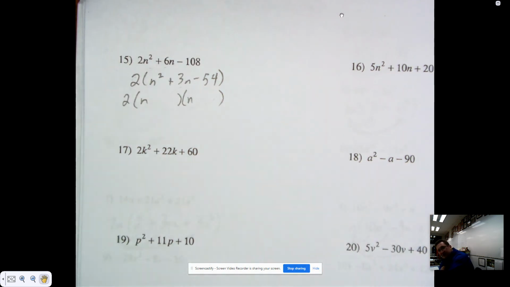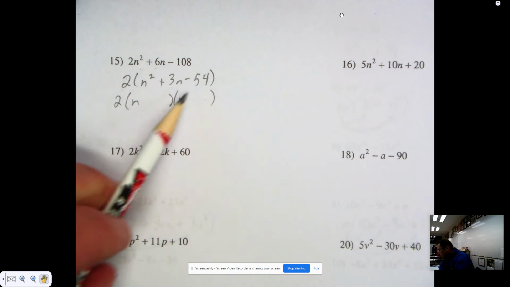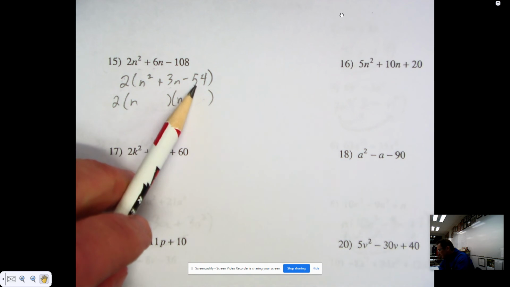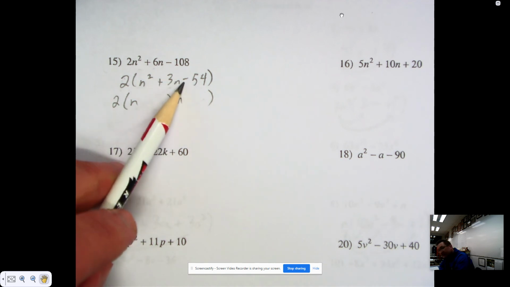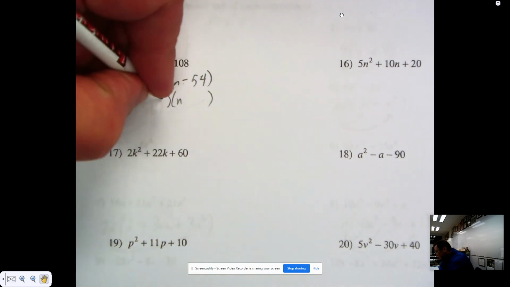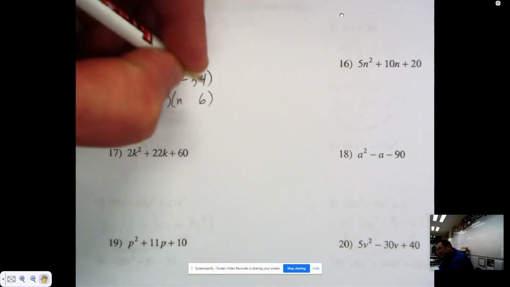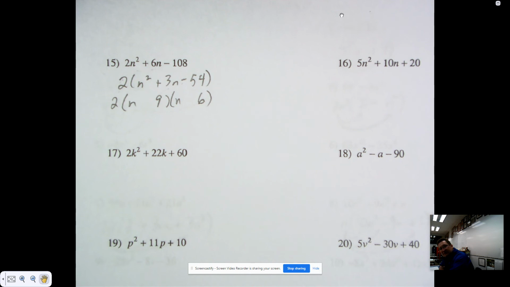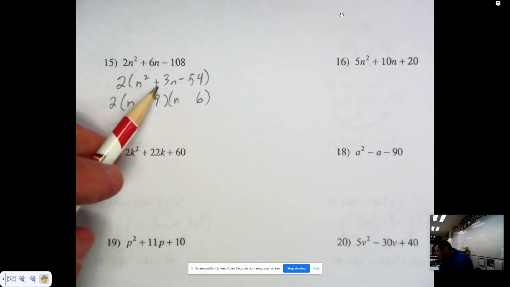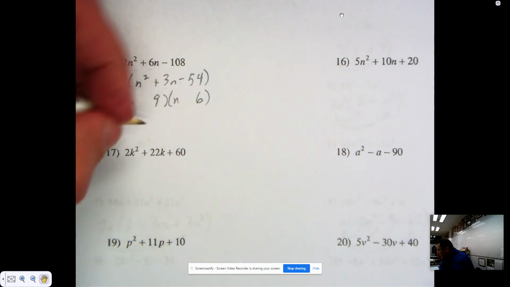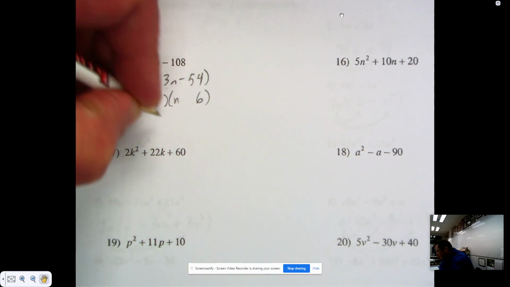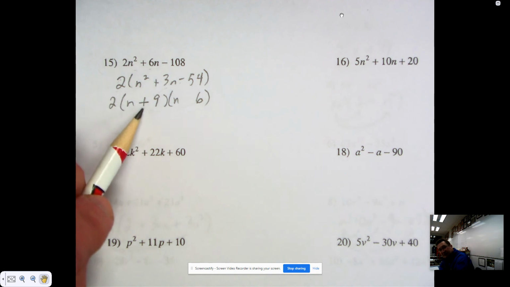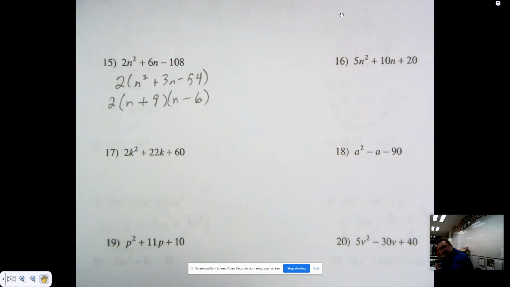We think to ourselves, we need two numbers that multiply to 54 and have a difference of 3. Again, difference because of this minus sign. Those two numbers are, of course, 9 and 6. 9 times 6 is 54. 9 minus 6 is 3. And then we just have to decide what to do with our signs. Since we want plus 3, we want to make sure that the bigger number has the plus sign in it. So we have plus 9 and then minus 6.